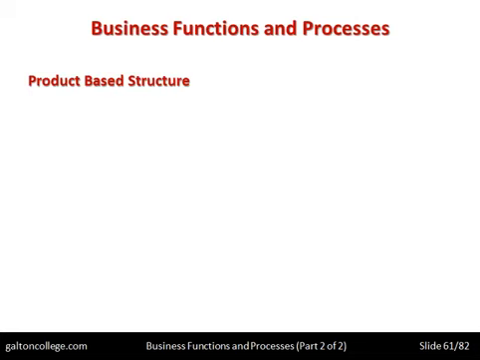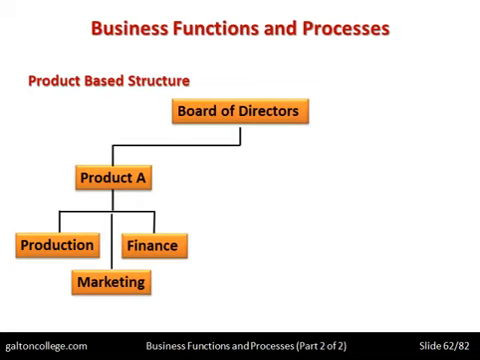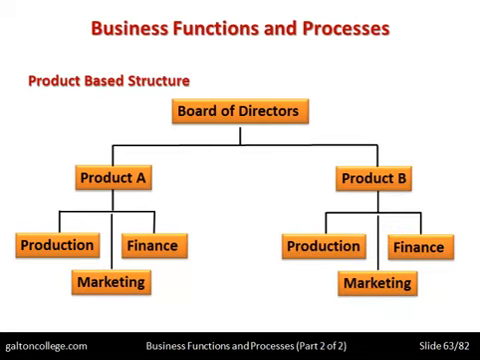And the product-based structure, well, there's the board of directors, then there's product A, whatever that is, and under product A we have production, finance, marketing, and the various functions, whatever those various functions are. I've only got 3 here, but in practice it could be administration, different types of production, stores, delivery, all sorts of different functions coming under product A. But for ease, I've got 3 here. And of course we could have product B, so it's a product-based structure.